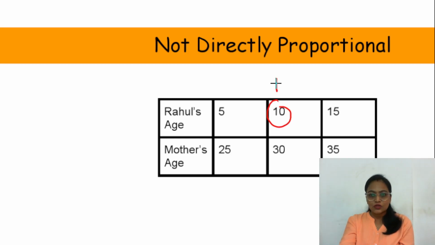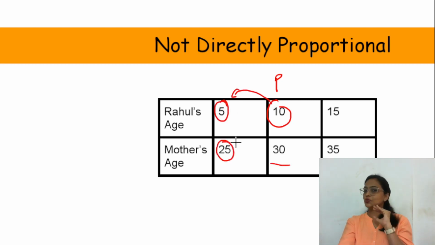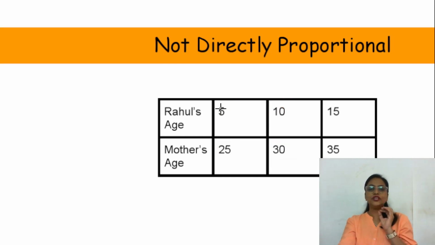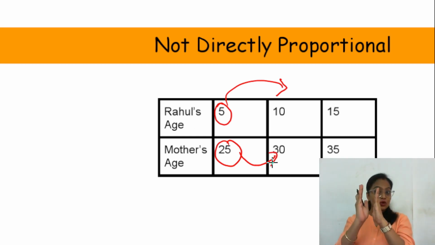This is Rahul's present age. So at present, Rahul is 10 years old and his mother is 30 years old. Now, 5 years before, Rahul's age was 5 years and his mother's age was 25 years, right? Now, after 5 years, Rahul will be 15 years and his mother will be 35 years. Now, if you observe this carefully, every time Rahul's age is increasing, obviously his mother's age is also increasing, right? That is, one quantity is increasing, the other is also increasing.